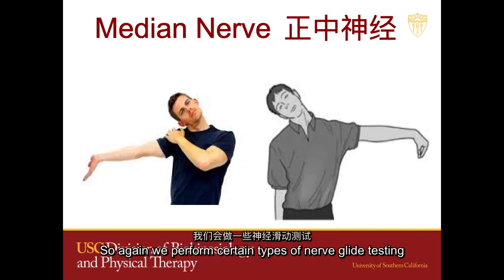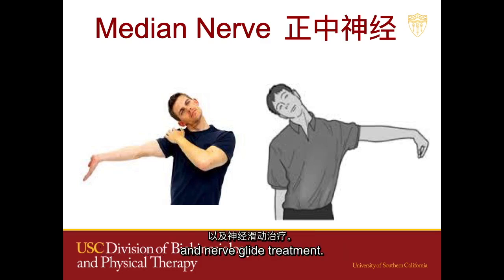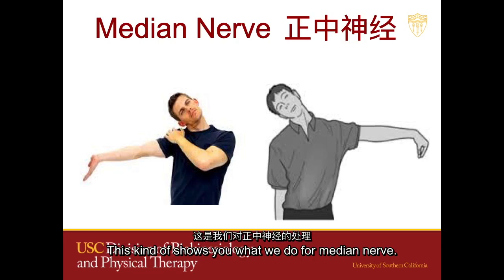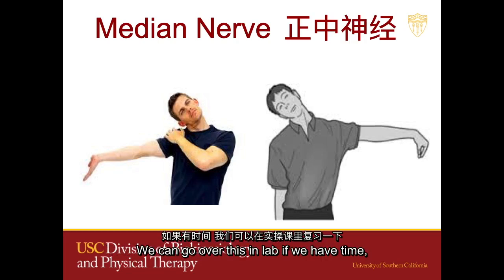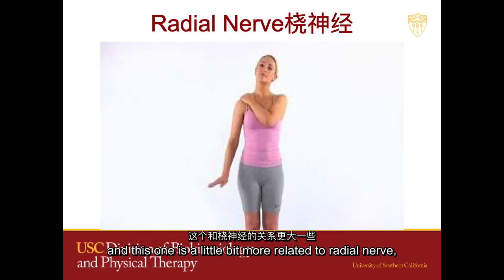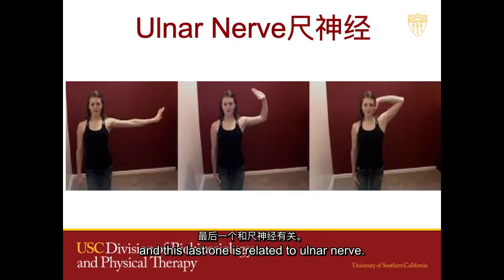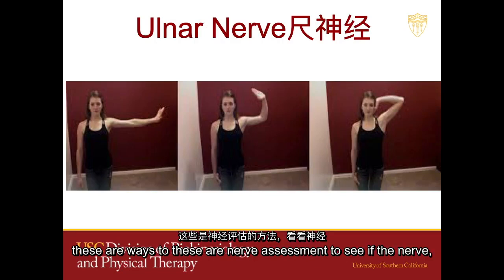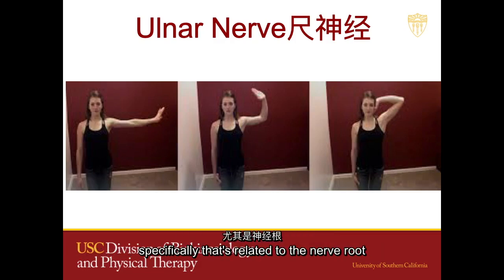So again, we perform certain types of nerve glide testing and nerve glide treatment. This kind of shows you what we do for median nerve. We can go over this in lab if we have time. This one is a little bit more related to radial nerve, and this last one is related to ulnar nerve. So again, these are nerve assessments to see if the nerve specifically that's related to the nerve root is involved, and that's where their symptoms are coming from.